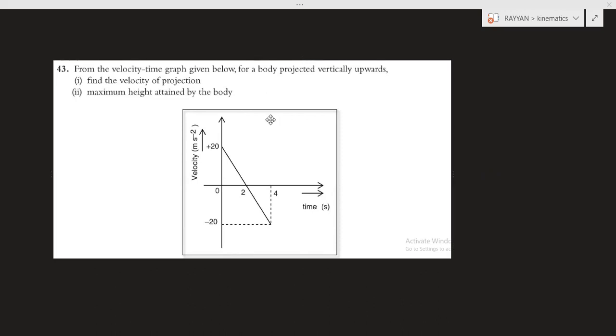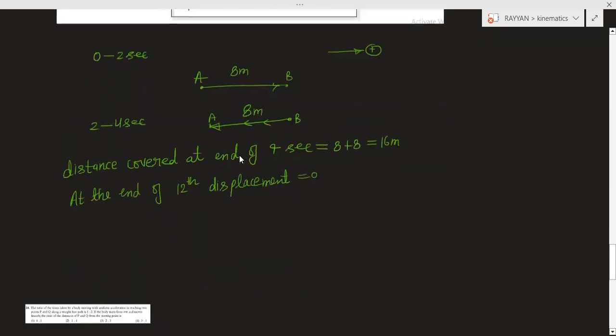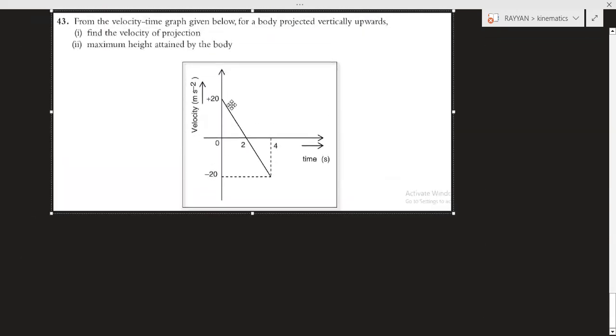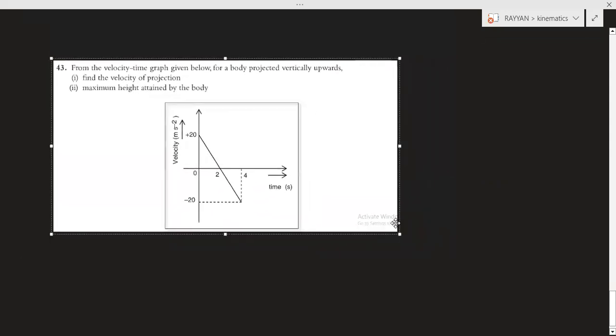Yes, sir. So we were discussing some questions. We have already discussed two questions. Now we'll discuss the third question. This question is also based on a graph.